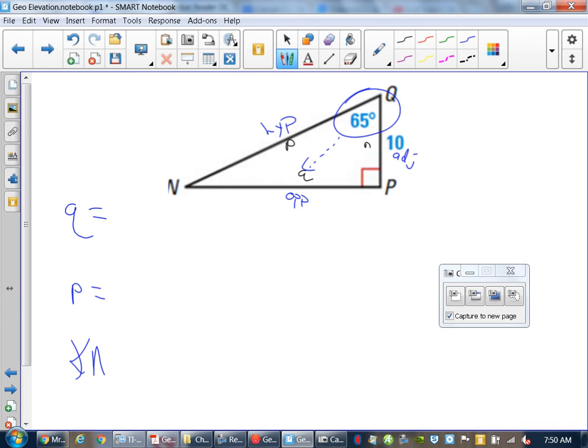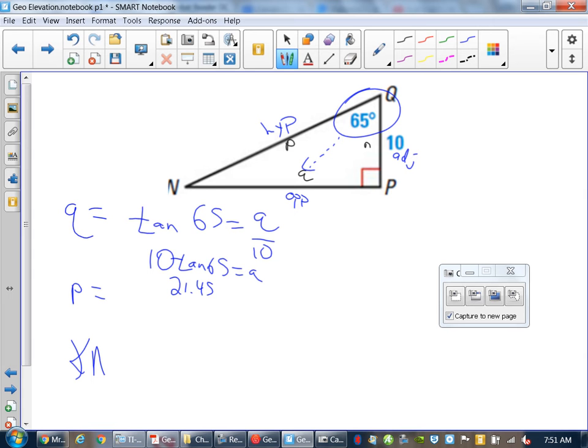Right. So I go through it, and in order to figure out what little q is, according to the angle that I'm given, that's an opposite. I'm given also an adjacent. What trig function uses opposites and adjacents? Tangent. So that means the tangent of 65 is little q over 10. Bring it over. Press the button.